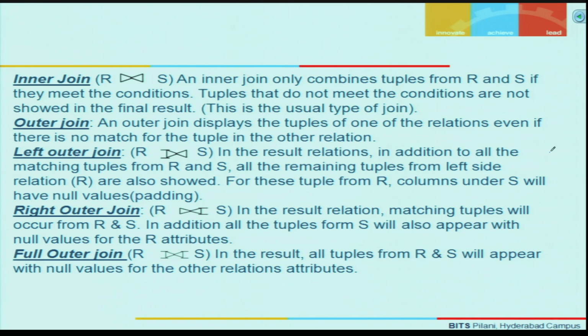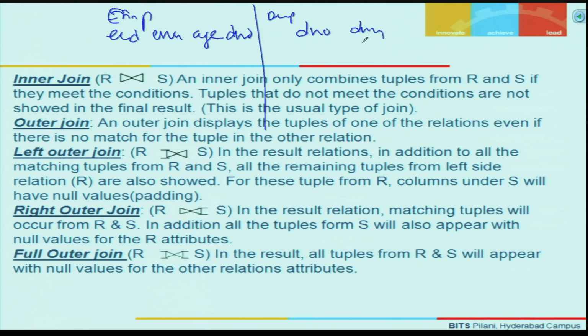For example, if I have an employee table, and then a department table, with employee ID, employee name, age, and D number in the employee table, and D number and department name in the other table. Say you have 101 and 102, with names A and B, ages 28 and 30, working in department number 10 and department number 20. And let us assume that in the department table I have only one tuple, that is only one department whose name is marketing.